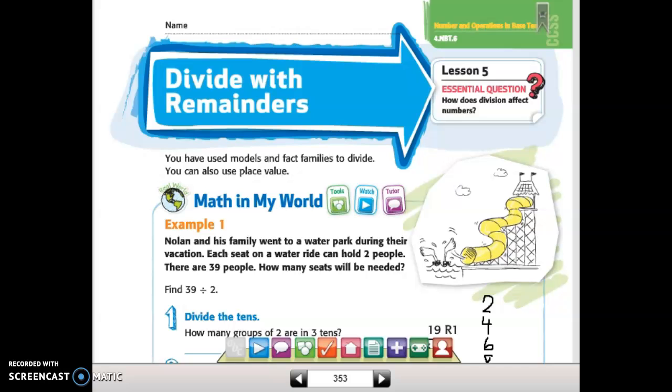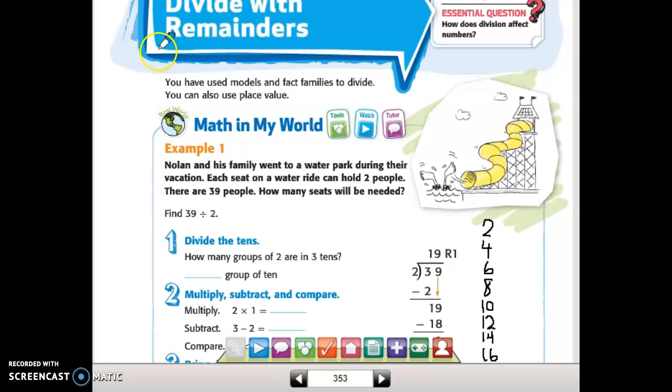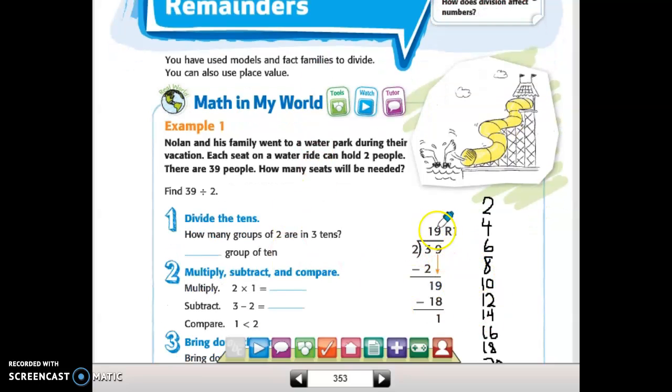Okay, we're on chapter 6, lesson 5, dividing with remainders. We're going to write our remainders as fractions next to the quotient. You have used models and fact families. You can also use place value, also known as the standard algorithm. This will probably look familiar to you and to your parents.